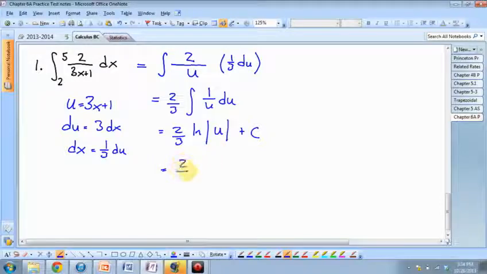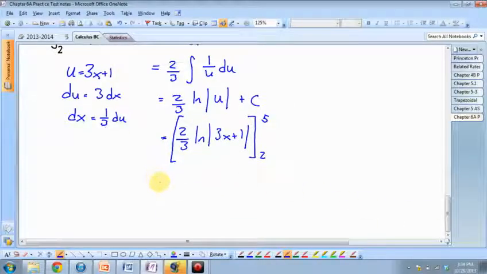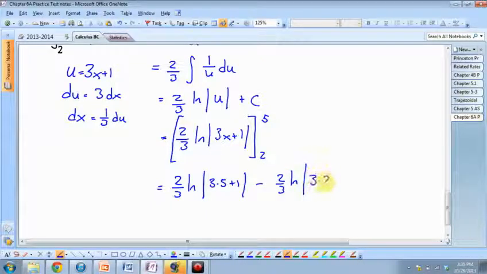Let's make our substitutions again. That's 2/3 natural log of the absolute value, 3x plus 1. And then at this point, I'm not going to bother with the constants because this is a definite integral. We're going from 2 to 5. Do your substitutions. You'll get 2/3 natural log of the absolute value, 3 times 5 plus 1, minus 2/3 natural log of the absolute value, 3 times 2 plus 1.